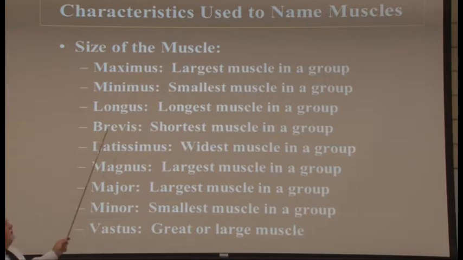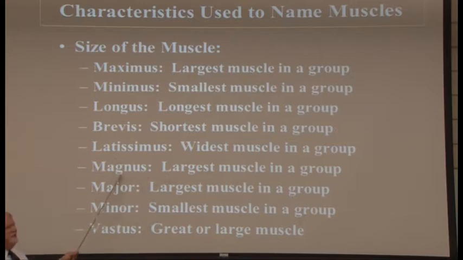And then if we have a long muscle and a short muscle, then the long muscle would incorporate longus in its name, and then the short muscle would incorporate brevis in its name. So we're going to have a long muscle, short muscle combination. And then these two are ones that can be used in conjunction with some of the other characteristics that we've talked about, like magnus could be used with minor. So magnus is a large muscle in the group.